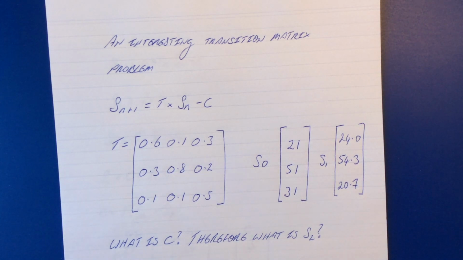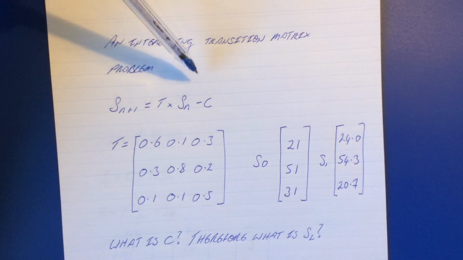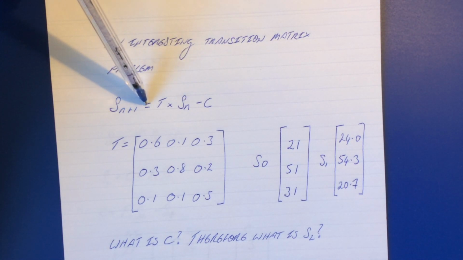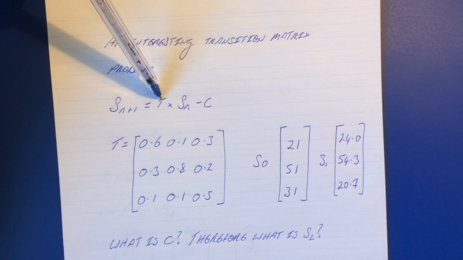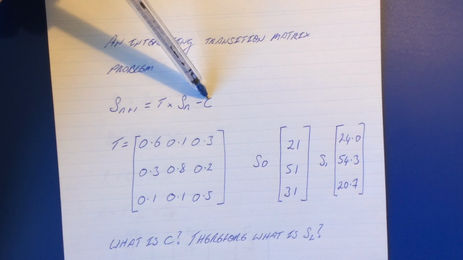Hi, I'm an old guy and I do maths, and I think we have a genuinely interesting transition matrix problem here. Written as a recurrence relation, S(n+1) is equal to T, the transition matrix, times S(n) minus C.